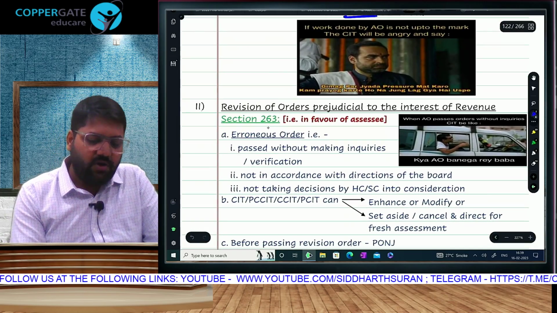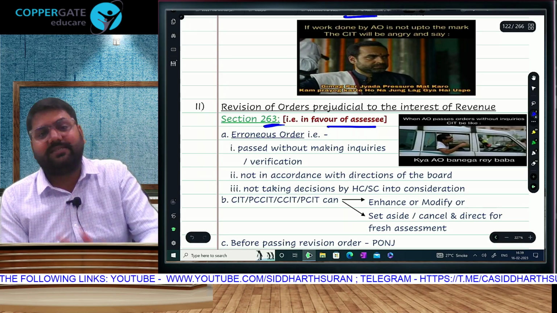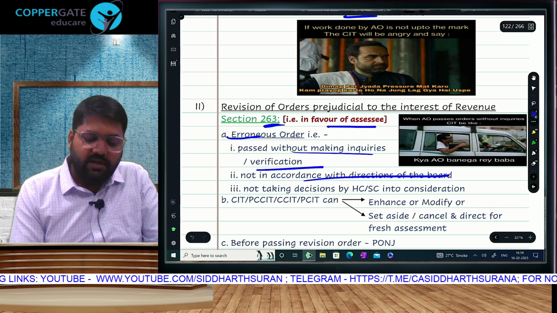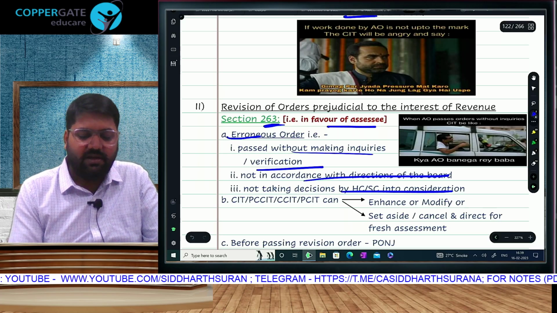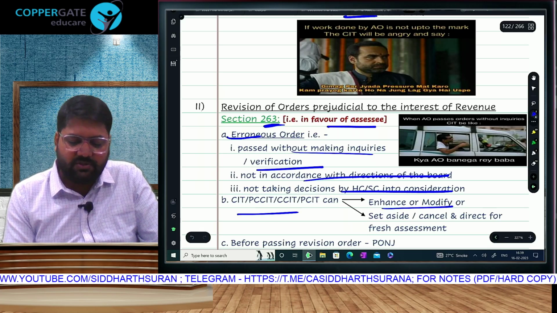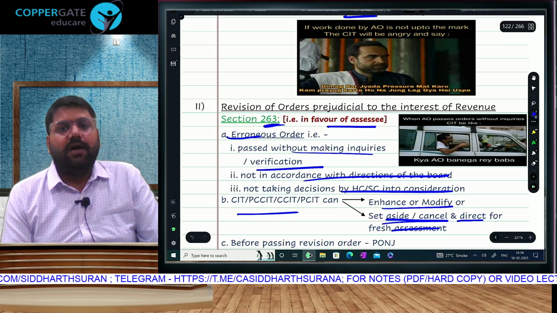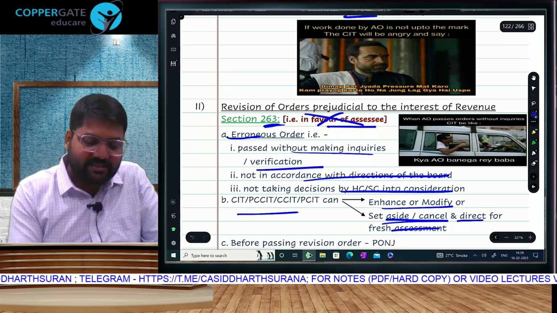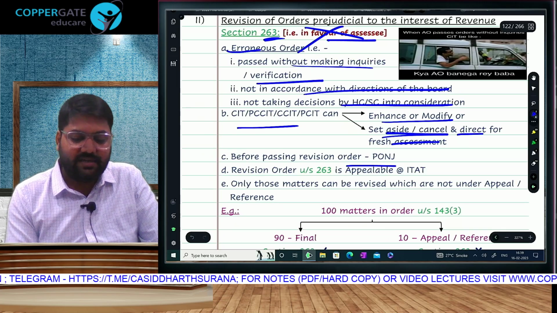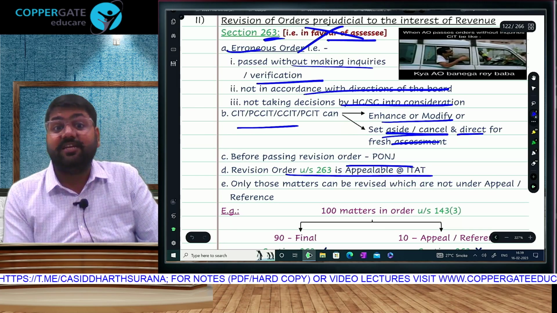So, first, if the orders are prejudicial to the revenue, that means the order passed which is in favor of assessee, we will change it. It is an erroneous order. If passed without inquiries, not according with the directions of CBDT or not according to High Court or Supreme Court order, then the commissioner can either enhance or modify and set aside. And if he sets aside, then AO will have to do fresh assessment. Obviously, if we are cancelling this favor, that means we will increase liability. And if we are increasing liability, then PONJ has to be followed. Because we are increasing liability, this revision is appealable.